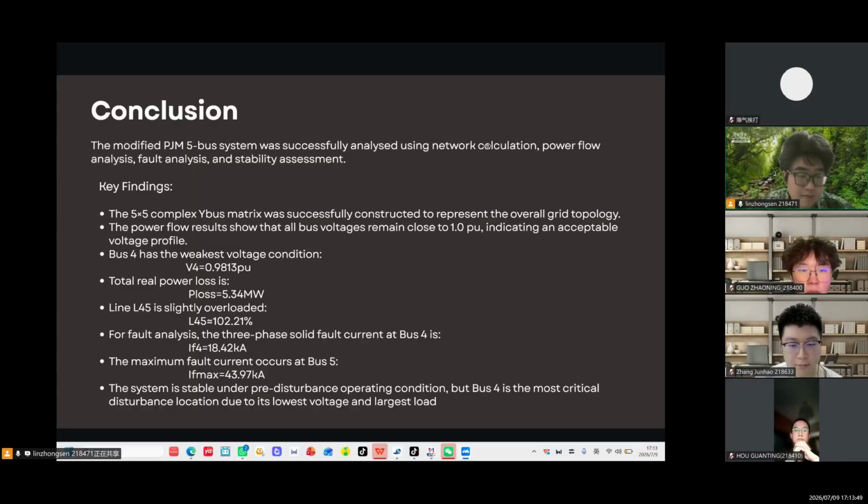In addition, line L45 is slightly overloaded with a loading of about 102.21%. For the fault analysis, the three-phase solid fault current at bus 4 is 18.42 kiloamps, while the maximum fault current is at bus 5 with a value of 45.97 kiloamps. Finally, the system is stable under the pre-disturbance operating condition, but bus 4 is the most critical disturbance location because it has the lowest voltage and the largest load.